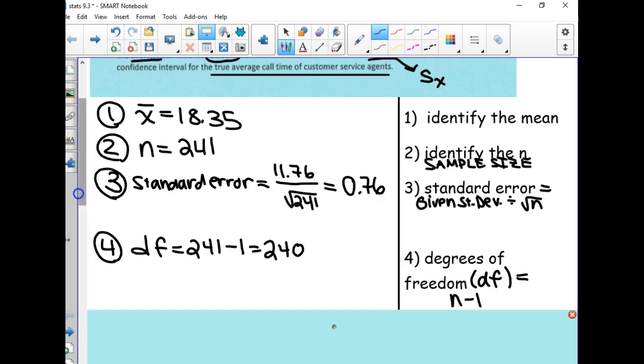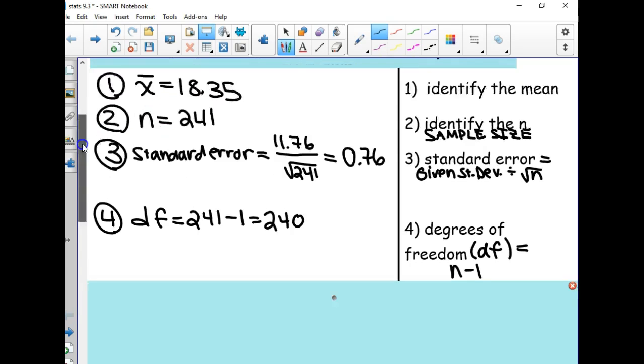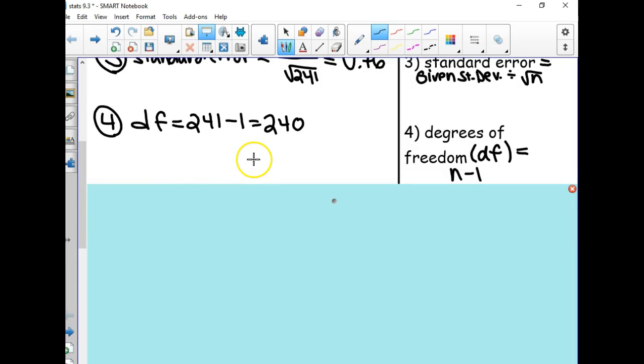n minus 1, because right now we're dealing with one variable, the call response time. So when you get to college, that will change depending on what kind of distribution you're working on. Okay. All right. Any other questions right now?